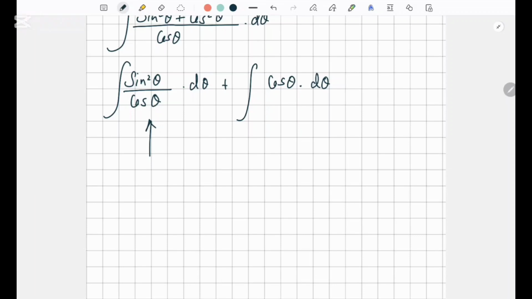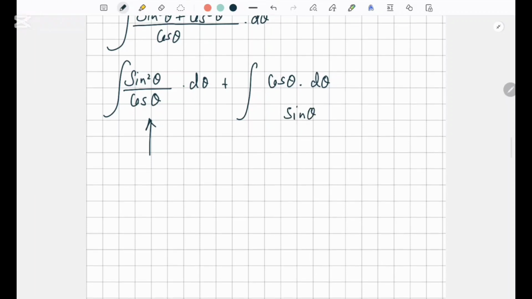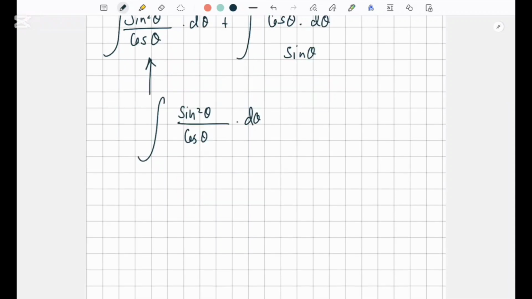Now the integration of cos theta is sine theta, right? That's easy, you can leave that aside. Now, how do you integrate sine squared theta over cos theta dθ? Let's take a substitution of u equals sine theta, du over dθ equals cos theta.